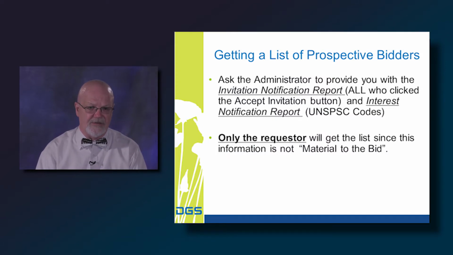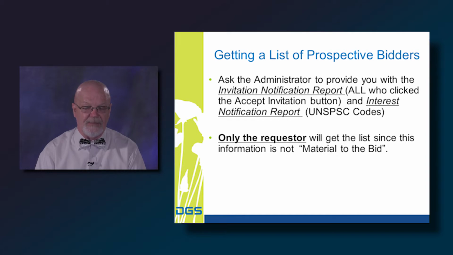Now, under our old system, which was called BidSync, there was a list that was automatically generated when you pulled up the solicitation. Our system does not have that capability. So what you have to do is contact the administrator and ask for a list of the companies that have received this solicitation, or who have pushed the accept invitation button. So you ask for the invitation notification report and the interest notification report.